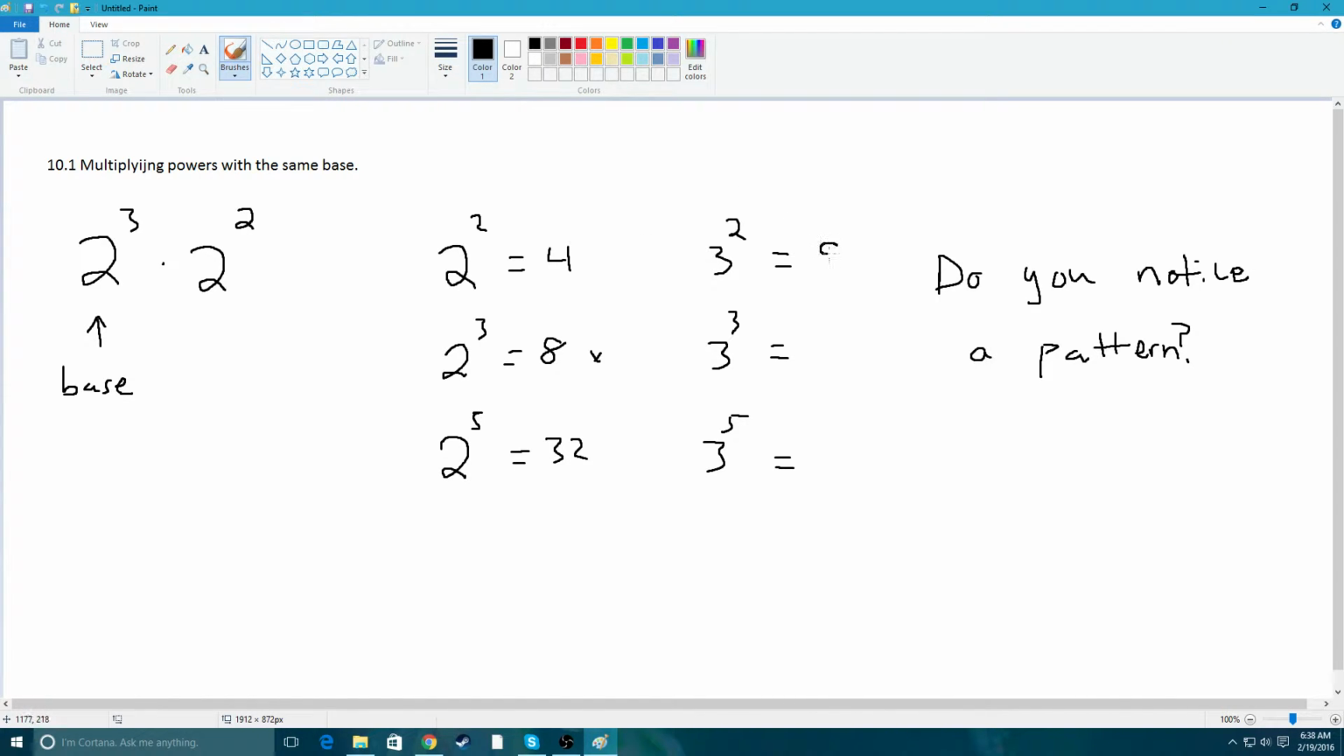Do the same thing over here. This is 9. This is 27. And when we combine this, we get 243. 9 times 27 is 243. And 2 plus 3 gives us an exponent of 5. So what this is called is a power rule.